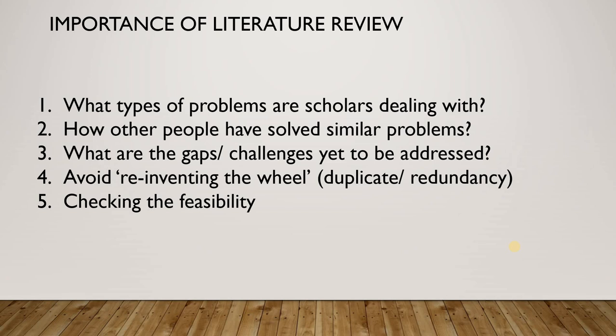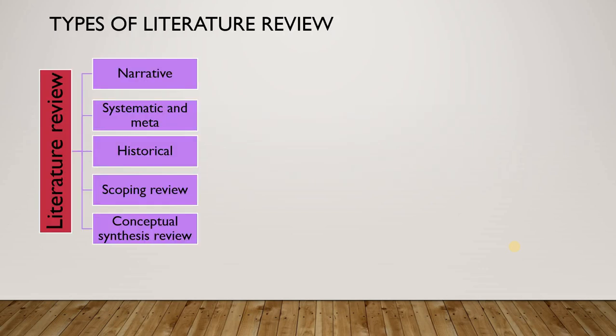Right? There are different types of literature review. It can be narrative, it can be systematic and meta, it can be historical, it can be a scoping review, it can be a conceptual synthesis review. There are many more types of literature review. Narrative review is the most commonly used type of review, where the main aim is summarizing and synthesizing already existing literature on a particular topic. This will help you understand the current state, the key concepts you should know, the theories behind it, and what methodologies have been adopted.